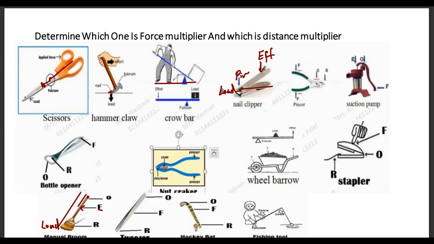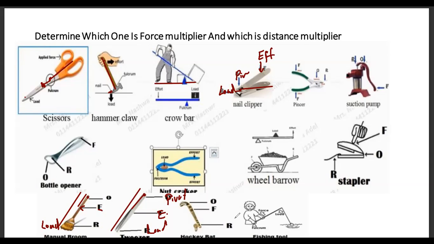The same for tweezers. Here, this is a fixed point, the fulcrum or the pivot, and here we apply the effort, and here is the load. So as you see here, the effort distance is less than the load distance, so tweezers are a force multiplier.